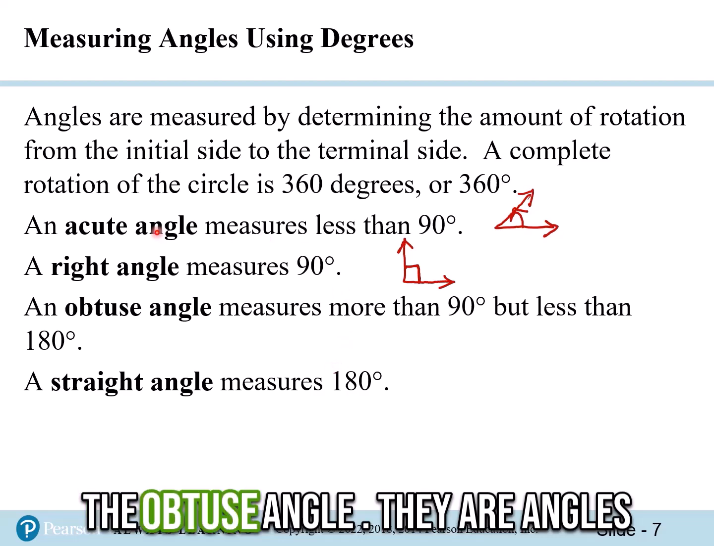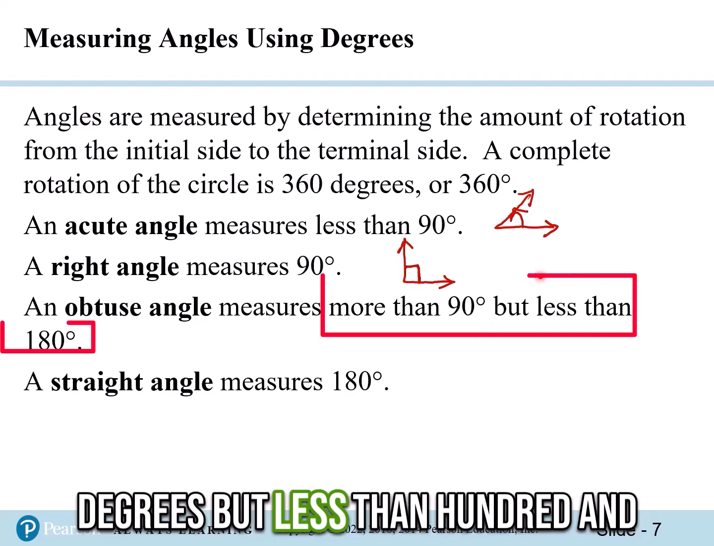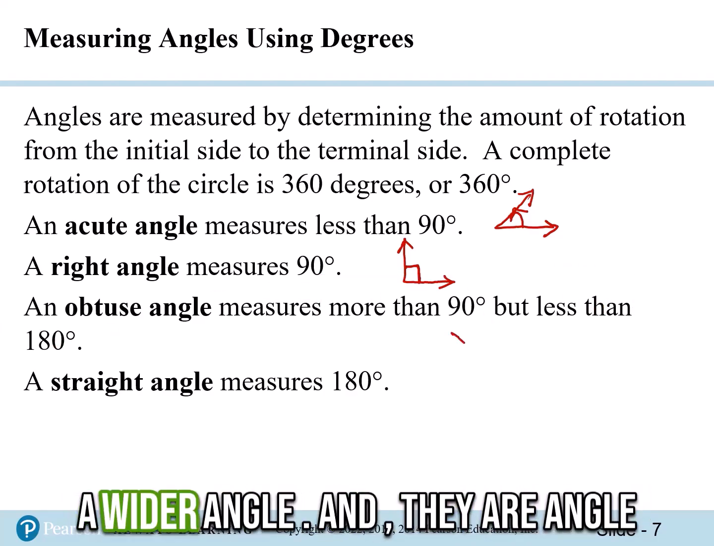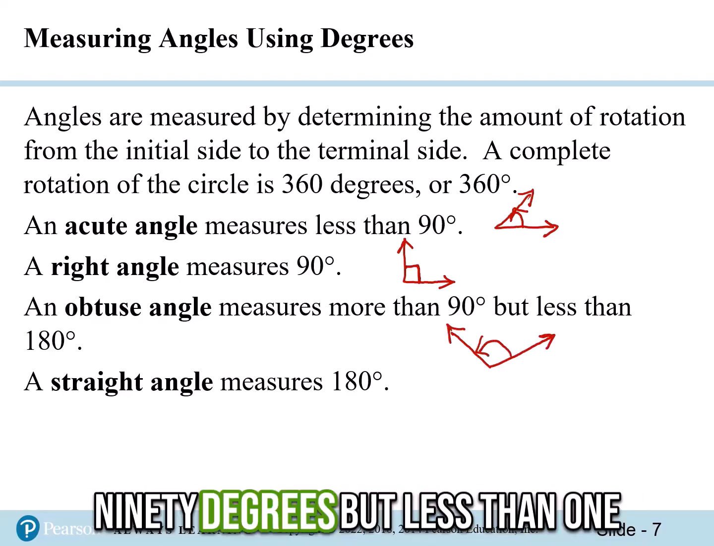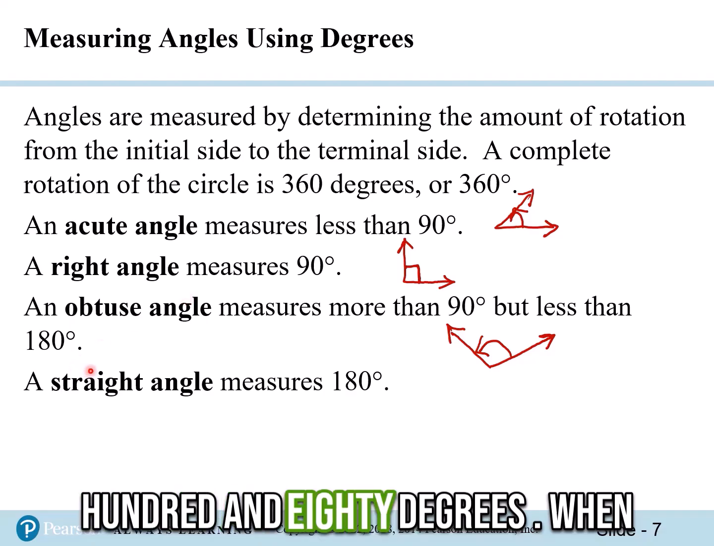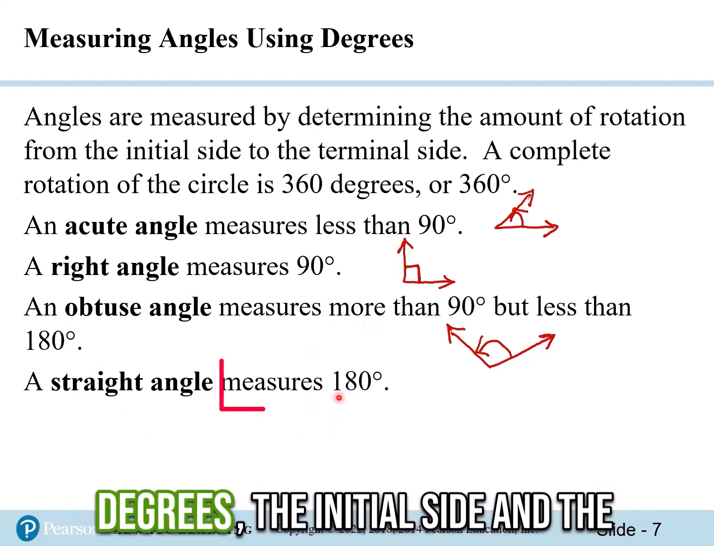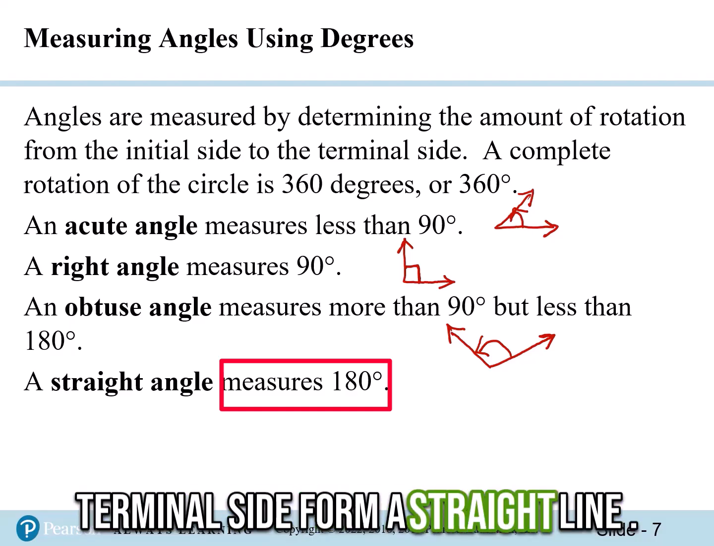Then we have the obtuse angle. They are angles that measure more than 90 degrees but less than 180 degrees. So they are kind of a wider angle, and they are angle measures that are greater than 90 degrees but less than 180 degrees. When the angle is 180 degrees, the initial side and the terminal side form a straight line.